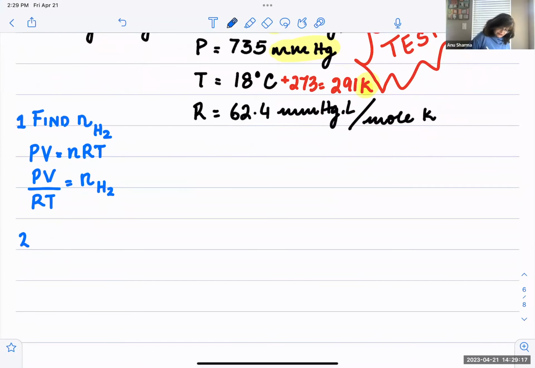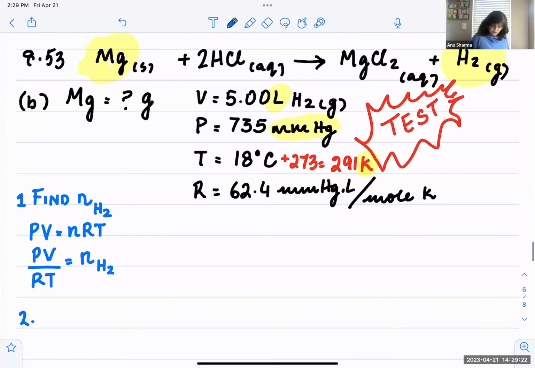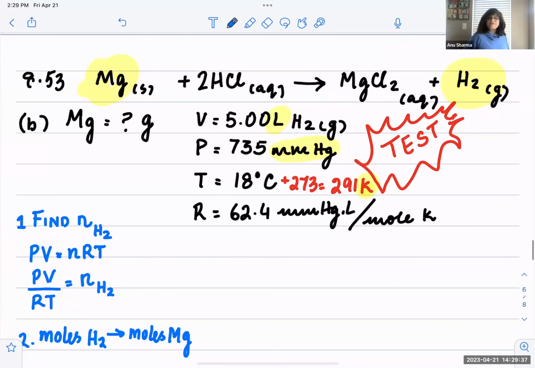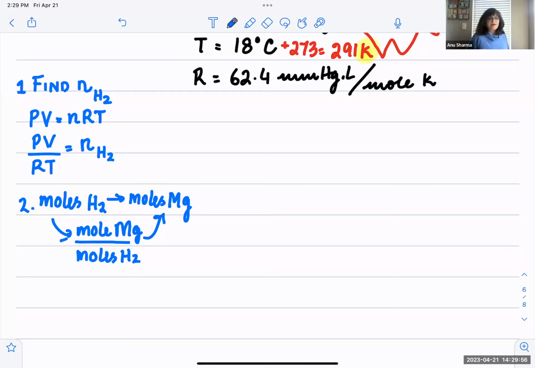What's the second step? The question is asking us to find the grams of magnesium. So you're going to take the moles of hydrogen and convert them to the moles of magnesium. In this case, the ratio is 1 to 1. So if you know the moles of hydrogen, you can find the moles of magnesium. But ideally, it goes through the mole to mole ratio. So moles of magnesium on the top, multiplying, and over, the moles of hydrogen. Basically you multiply this, and that would matter if the moles were different.